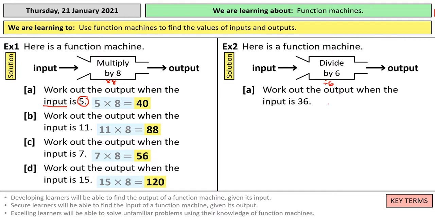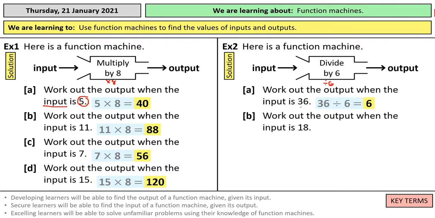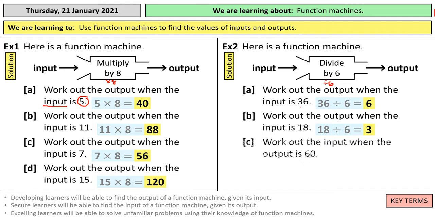If we put in an input of 36, we deal with our operation, which is divide by 6, and we'll get an output of 6. If we input 18, deal with our operation of divide by 6, we'll get a value of 3. How about if we do the opposite way around? Work out the input where the output is 60.